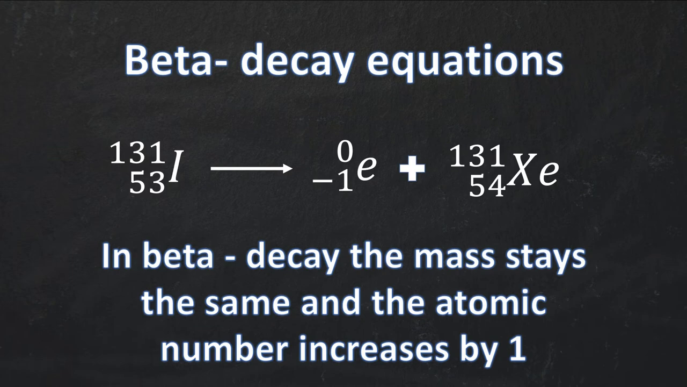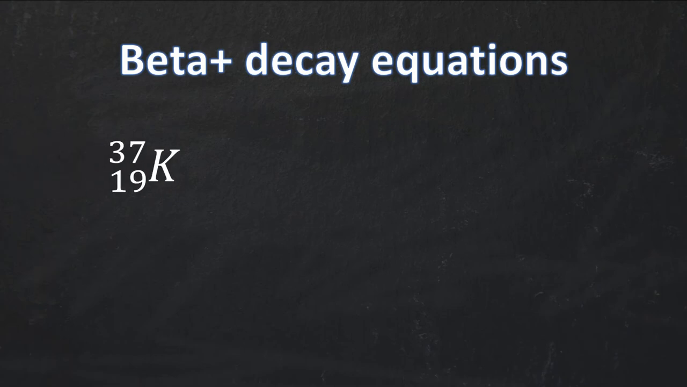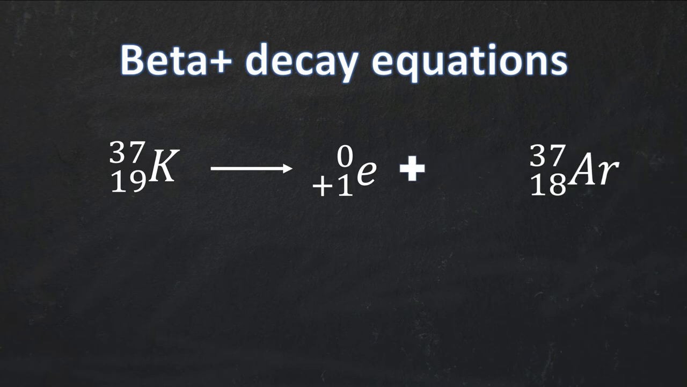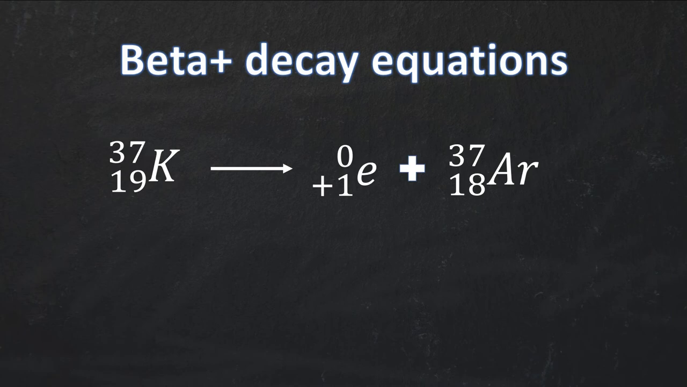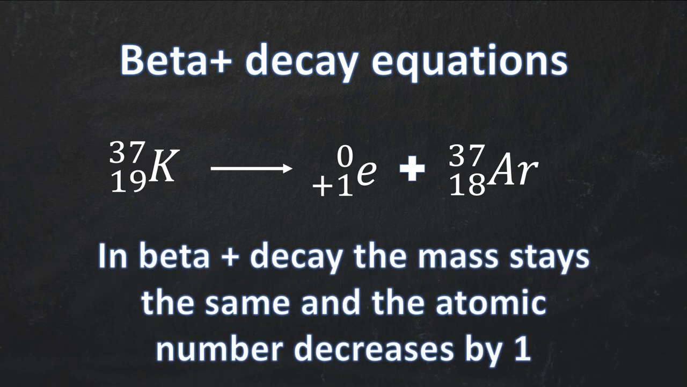Let's take a look at beta plus decay. Let's take a look at our starting isotope, which is potassium. Potassium has an atomic number of 19. When it releases beta plus radiation, it releases a positron because a proton has changed into a neutron. Because the proton has changed into a neutron, the atomic number of the new element has decreased by 1. So we can see potassium has changed to argon. The mass number stays the same because there are the same amount of particles in the nucleus. To summarise, in beta plus decay, the mass stays the same and the atomic number decreases by 1.